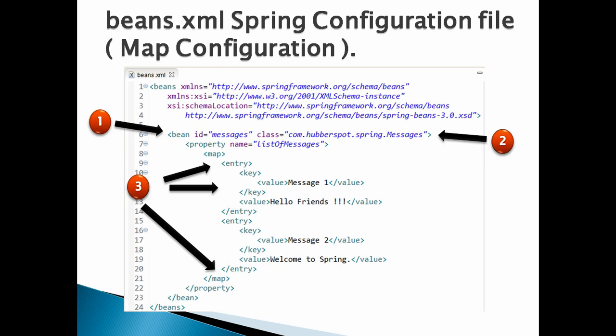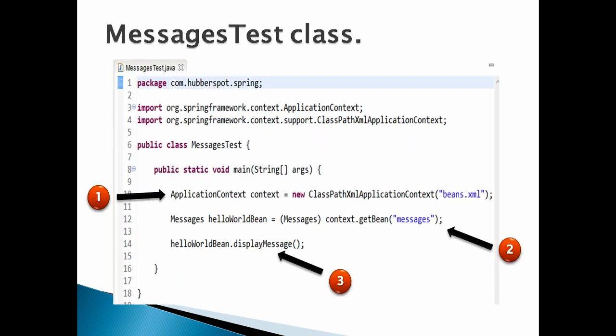Moving ahead. When Spring is requested for the Messages bean, Spring instantiates Messages bean and does setter injection with the listOfMessages property as hello friends. Welcome to Spring. How are you? By calling the setter for the listOfMessages property. Moving ahead. Let's create a MessagesTest class. Let's discuss the code point by point.